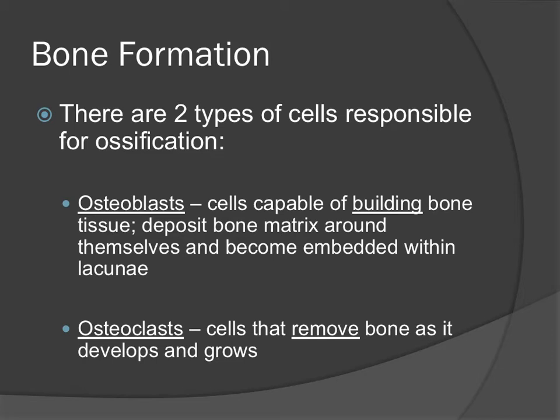Bone mass is maintained by a balance between the activity of osteoblasts that form bone and osteoclasts that break it down. So osteoclasts are the cells that remove bone as it develops and grows. The osteoclasts are cells that nibble at and break down the bone and are responsible for bone resorption. So in a normal bone, formation and bone resorption are closely coupled processes involved in the normal remodeling of bone.